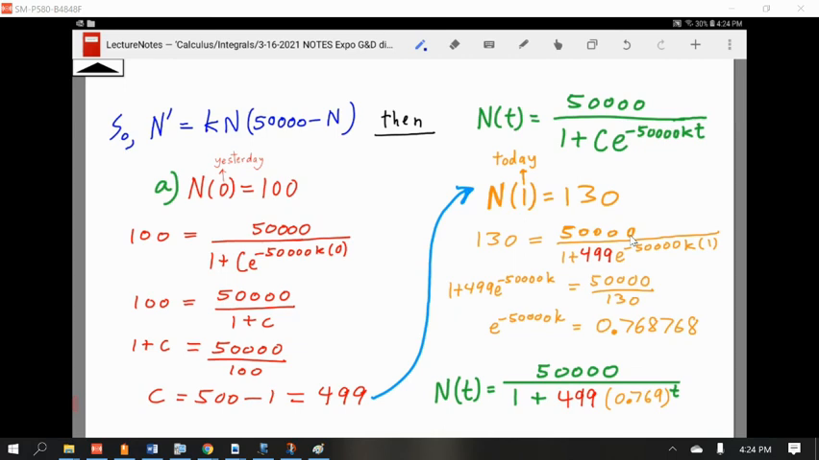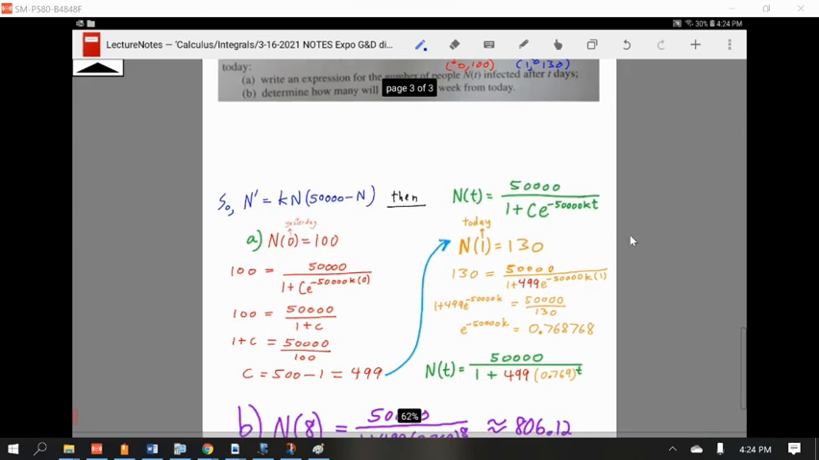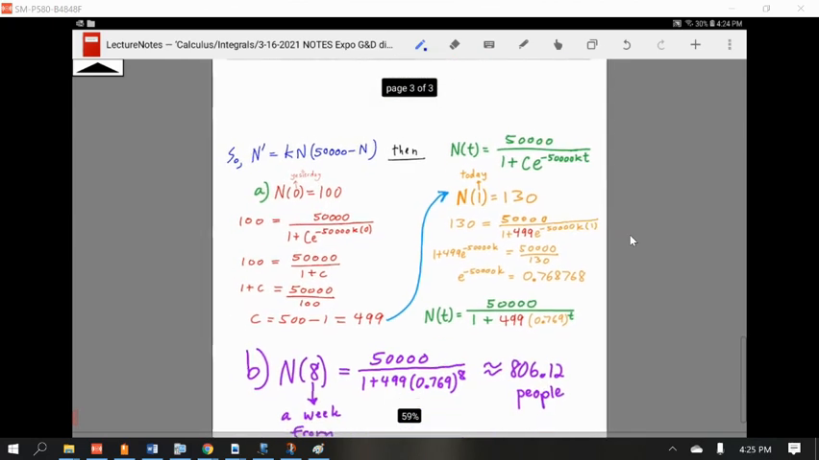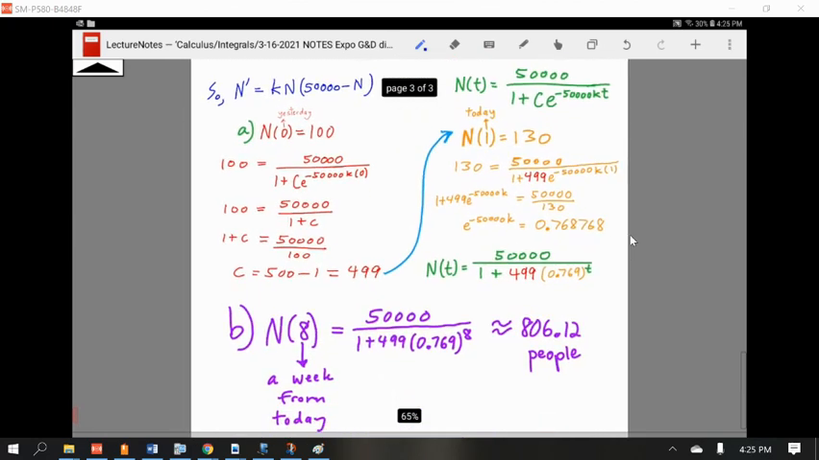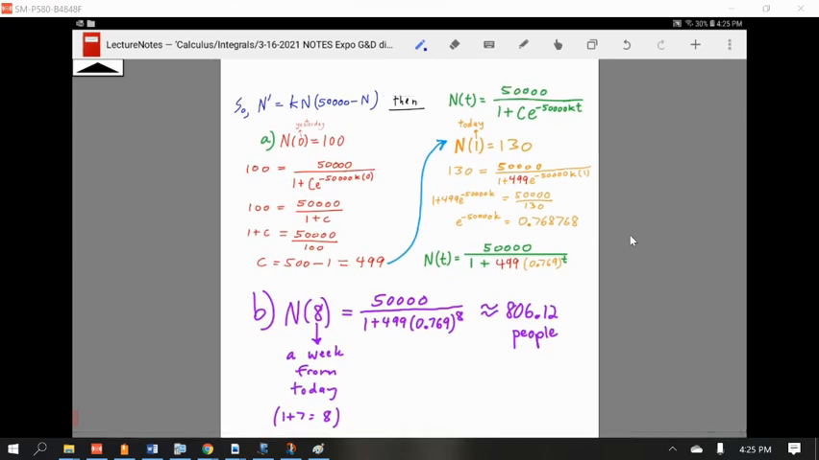So, how many people died after a week? Actually, this is not a question of dying. This was a question of infected. So this is a virus that infects people, but no one dies. How about that? So if I plug in 8, 8 is a week from today. 1 plus 7. Oh, it's down here. 1 plus 7 is 8. Then I got 806 people.